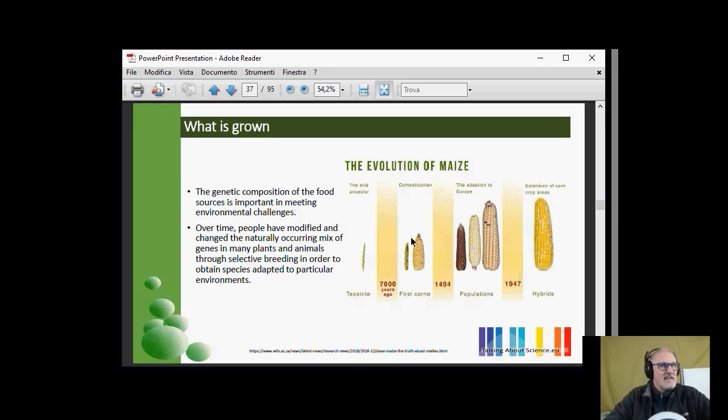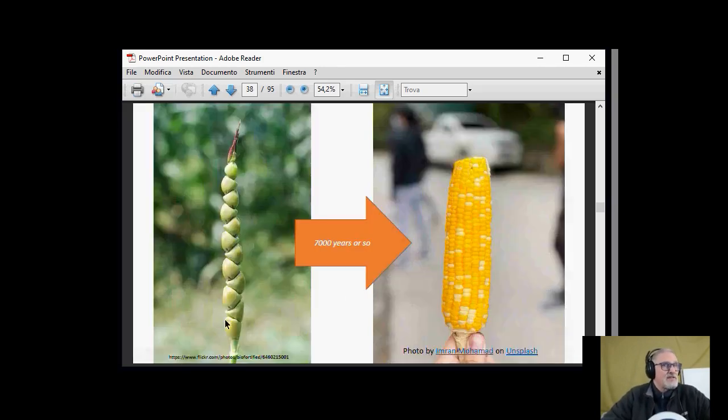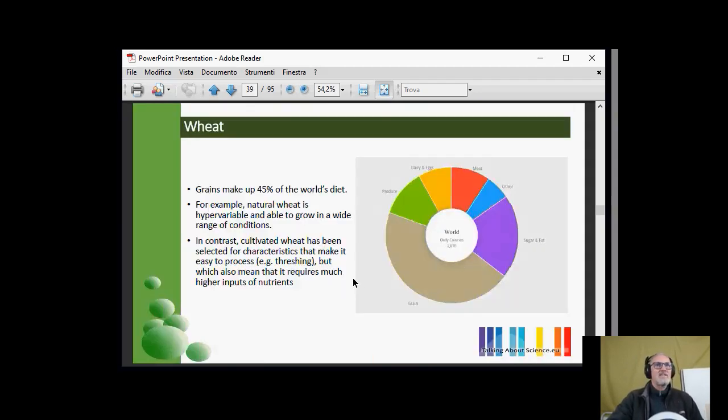So I think corn is actually quite a nice example of how something which is rather, let's say, scrawny, there's not a lot of nutrient in there, becomes something which has got a lot of nutrients and a lot of material, let's say.